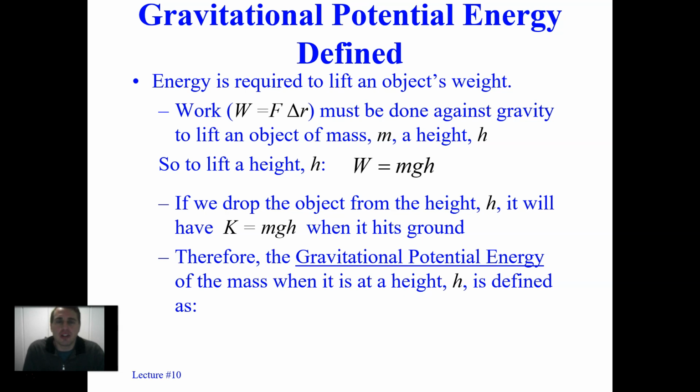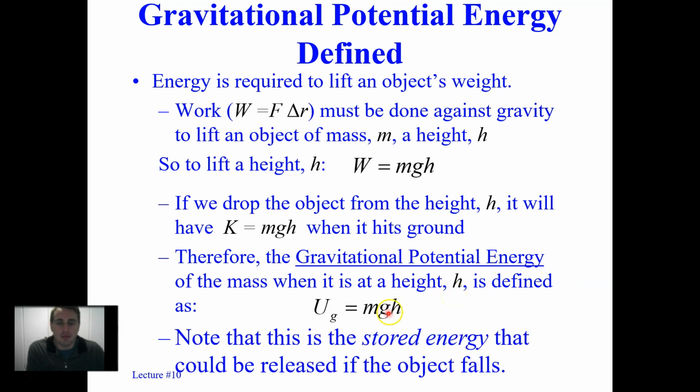So the stored energy is the gravitational potential energy, and the gravitational potential energy at height h is going to be given by this very important equation. Capital U subscript g is mgh. This is the important equation for gravitational potential energy. Notice that height h is defined here above the ground. I'll say more about that as we go along. And notice that potential energy here is representing the stored energy that could be released as the object falls.